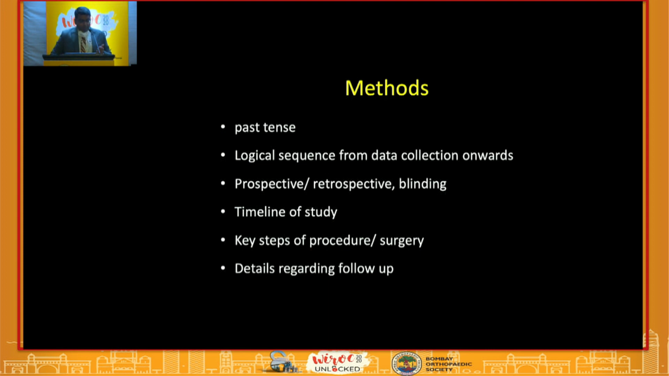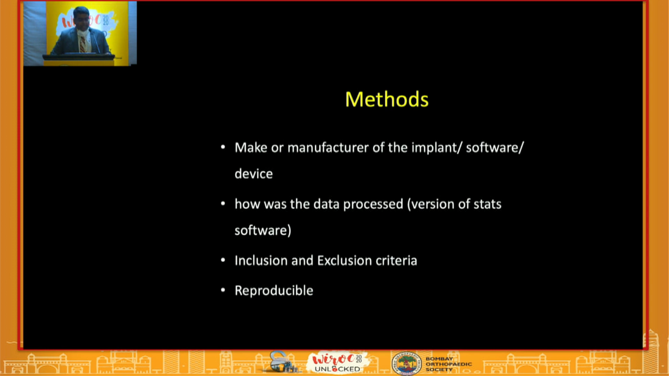Describe the follow-up protocols. Make sure that you describe the manufacturer or the make of the implant, software or device that you're using. Make sure to say how the data was processed, including the version of the statistical software. Be very clear about what inclusion and exclusion criteria you're following. If you describe all this in a methodology, that makes the paper as clear and reproducible as possible. So the person sitting across the globe should be able to reproduce your study by reading your methodology. I think that is the success of your manuscript.